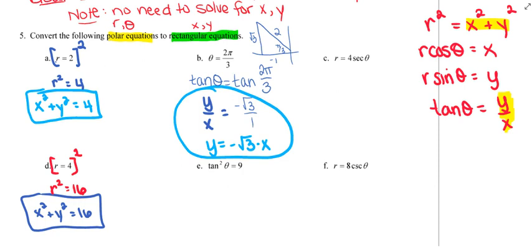All right, letter C says r equals 4 times secant of theta. None of my identities over here deal with secant. So I'm going to replace that secant with 1 over cosine. And I'm going to change that and make that r equals 4 over cosine of theta. I'm going to cross multiply.